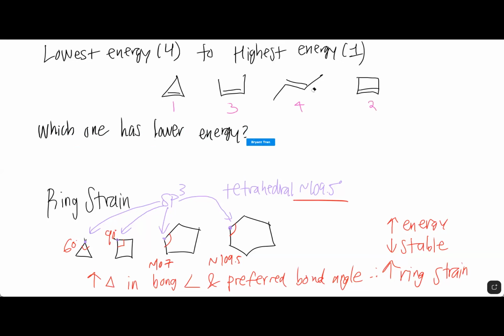Oh, you got it. Nice. This is the least stable because it has the most ring strain. This is the most stable because it has the least ring strain and it's also trans, which is more stable than the cis. And everything else is in between, where this one still has a lot of ring strain, but not as much as number one, the cyclopropane. You got it. That's good.